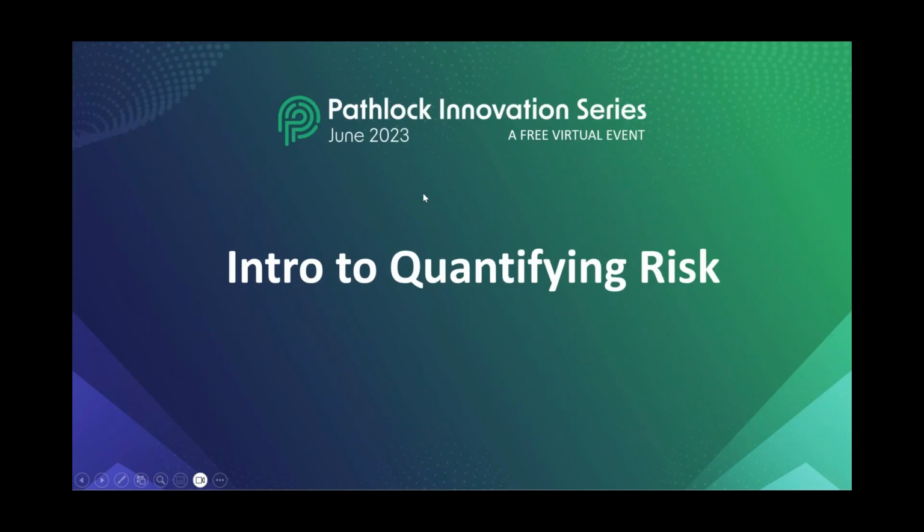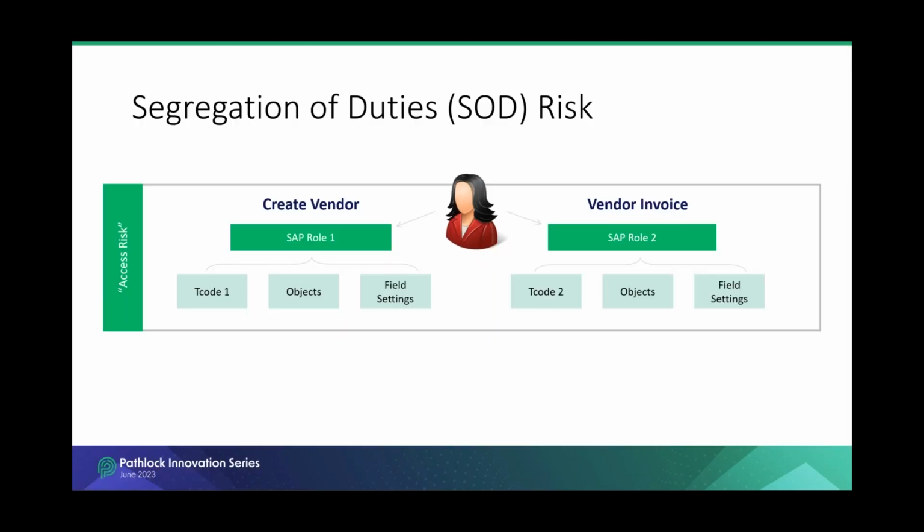So, an introduction to this concept of quantifying SOD risk. What is a segregation of duties risk? I think we're all familiar with the concept, but if not, we'll level set right now. An SOD is a conflict that's created when a user in an application or across applications has access to perform two or more different business functions that present a risk to the company. And the risk could be financial or operational in nature, just something that you want to separate access between an individual.